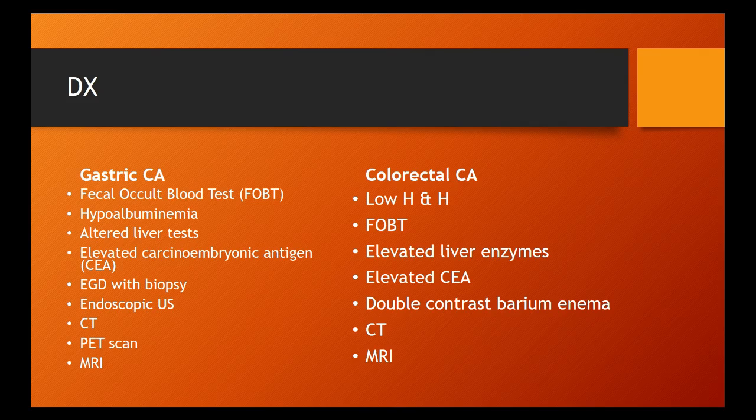Colorectal cancer shows a low H&H, of course, because of the blood loss. Fecal occult blood test, FOBT. Elevated liver enzymes, elevated carcinoembryonic antigen. And, of course, a double contrast barium enema, CT and MRI. Look up the double contrast barium enema and the CEAs, as these are not super familiar or super common tests to perform.